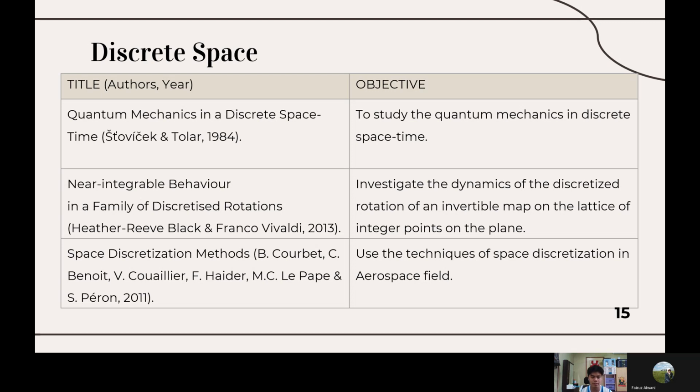So what we can get from all the papers is that we can study the standard map in the discrete space, because there is some evidence that we can discretize the space of the standard map.